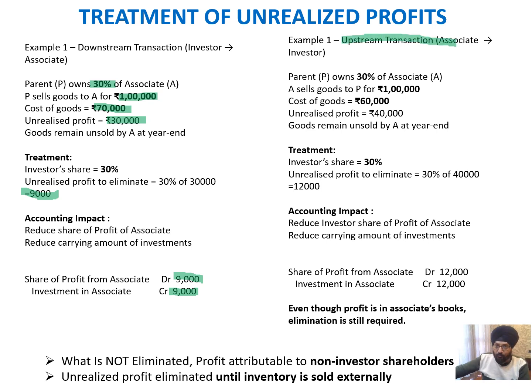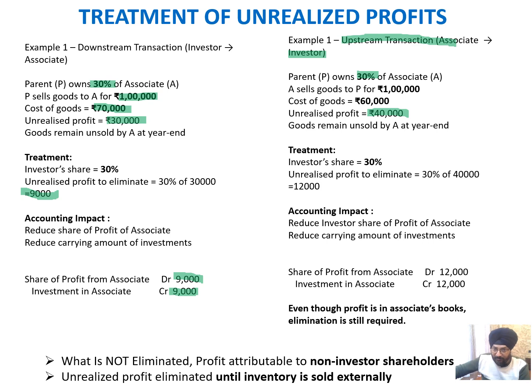The transaction is now that the associate is selling goods to the parent. A typical example: 30% of the associate is held by the parent. 1 lakh is the value of goods sold by the associate to the parent, and the cost of goods is 60,000. So my unrealized profit is 40,000. My share of unrealized profit is 30% of 40,000, which is 12,000 here. Again, the same entry applies: share of profit of associates will be debited by 12,000, and then investment will be credited by 12,000.